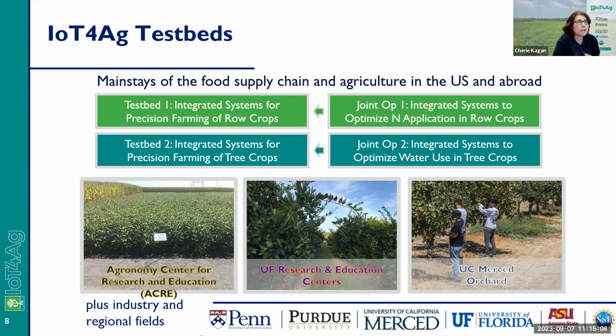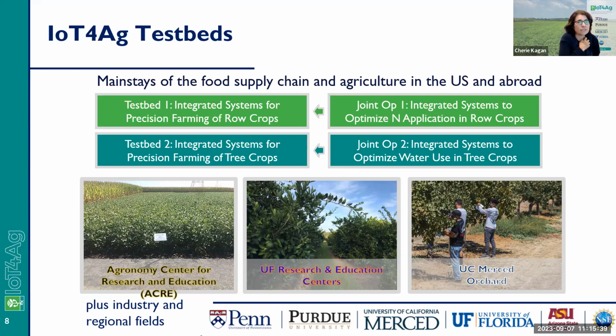And so we've organized too. How do you think about organizing this work and bringing technologies together? We do that through things like what we call joint ops. And those joint ops also look at how do we do that to address particularly important problems in agriculture today. So for example, we have one in optimizing nitrogen application in row crops, another one on optimizing water use in tree crops, and we're just launching a third one to look at understanding and managing pests and disease.